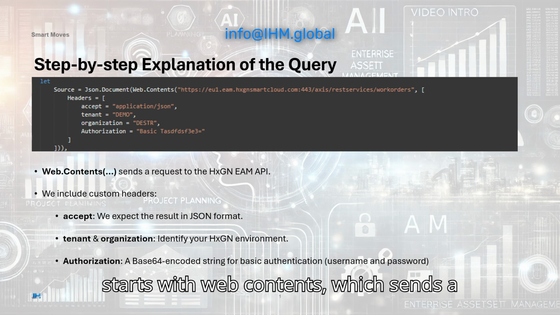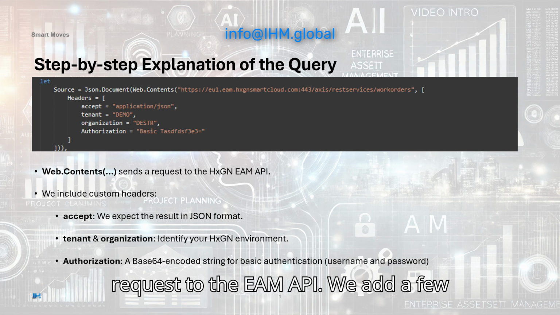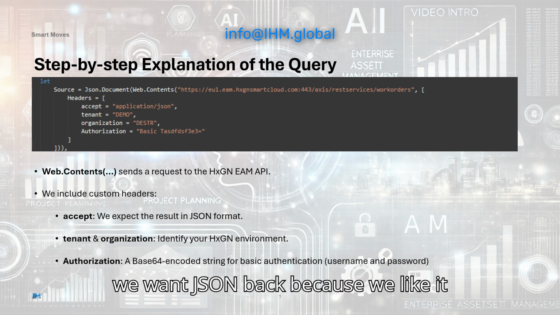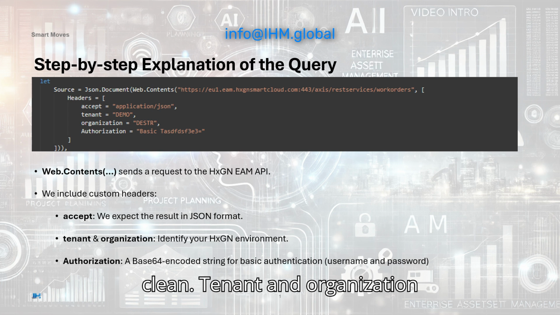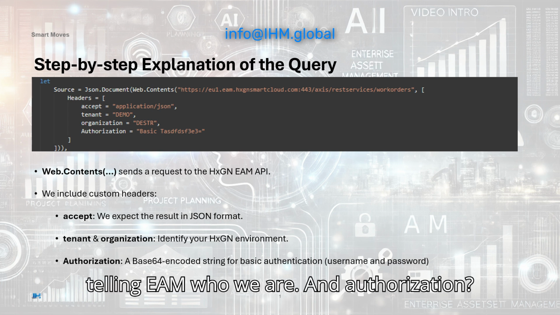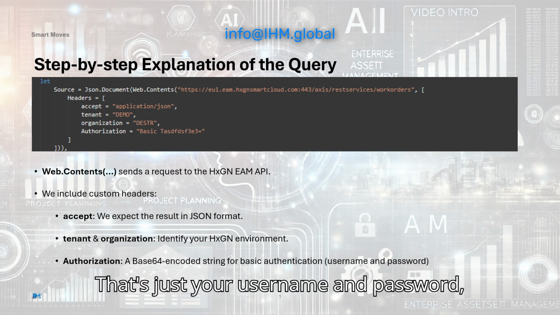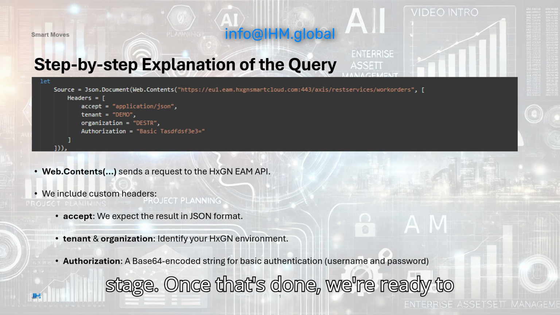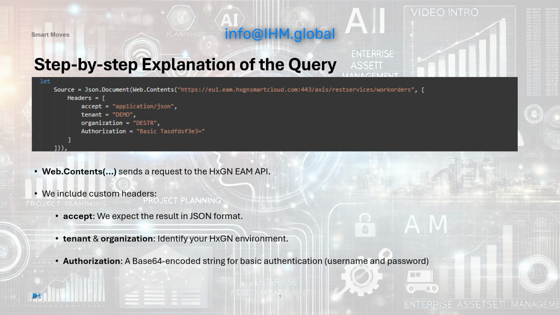It starts with Web Contents, which sends a request to the EAM API. We add a few custom headers. Accept tells the server we want JSON back, because we like it clean. Tenant and organization identify our environment, basically telling EAM who we are. And authorization? That's just your username and password, base64 style. This part sets the stage. Once that's done, we're ready to dive into the data.